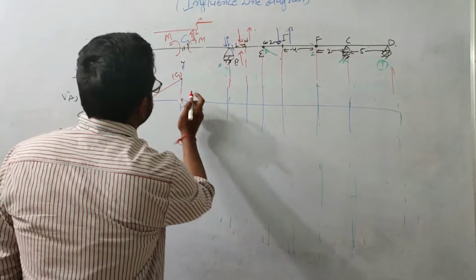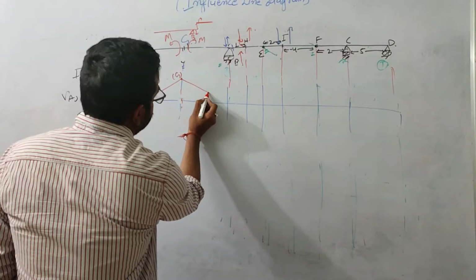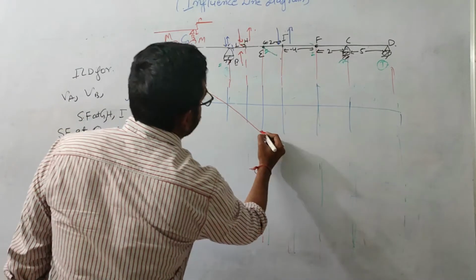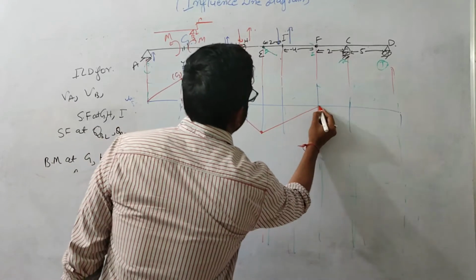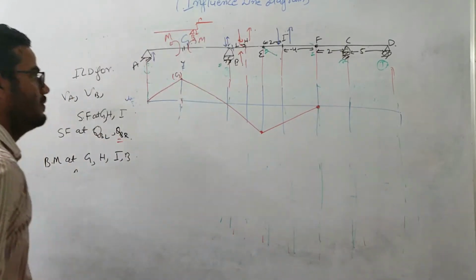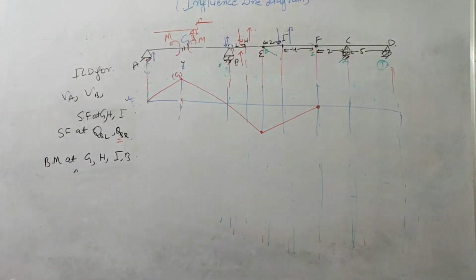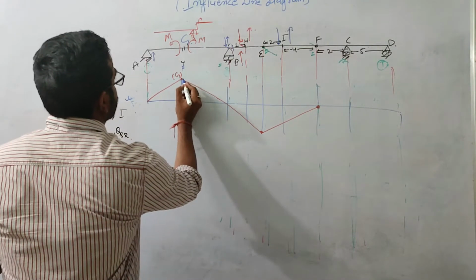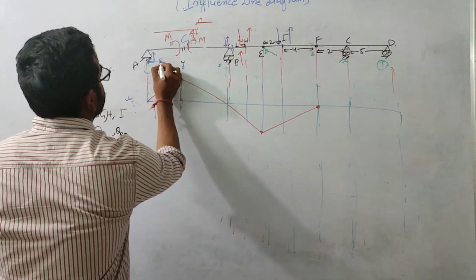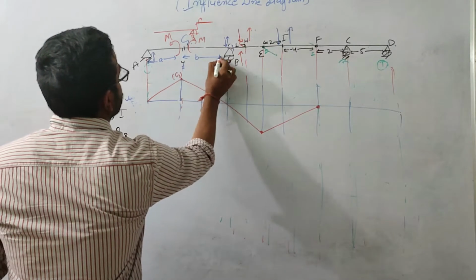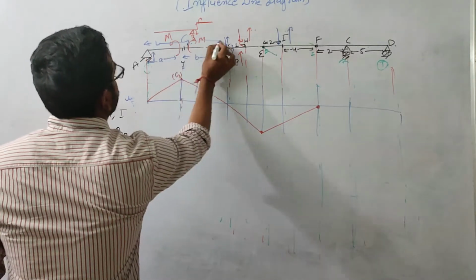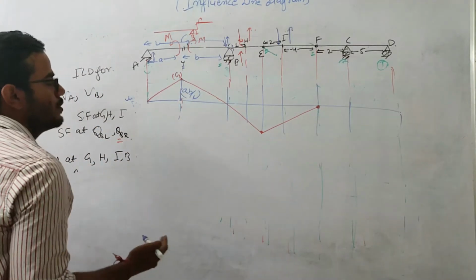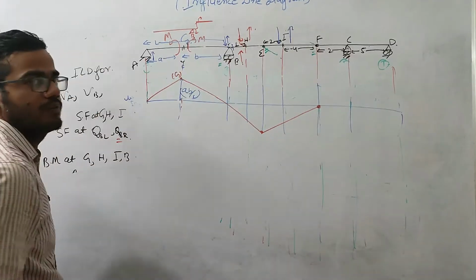And again for this member also, this will look like this. And the ordinate value of this will be, if this distance is a and this is b and this total is L, nothing but ab by L. Then by using the concept of similar triangles you can find these values.